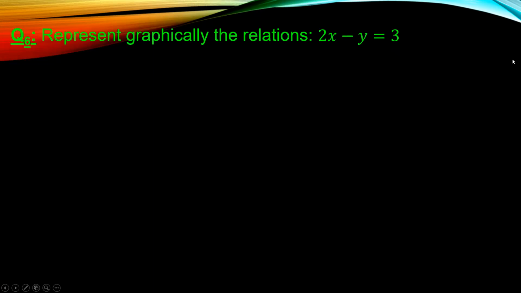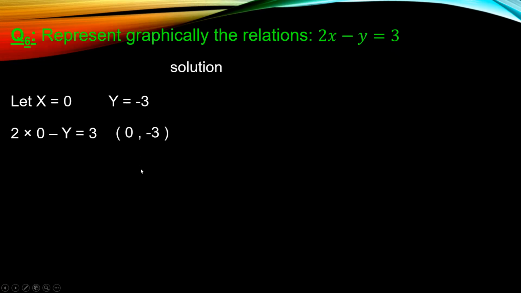Another example. Represent graphically the relation 2x minus y equals 3. Let x equal 0. So it will be 2 times 0 minus y equals 3. So negative y equals 3. Divide the two sides by negative 1, so y equals negative 3. So this ordered pair will be 0 and negative 3.